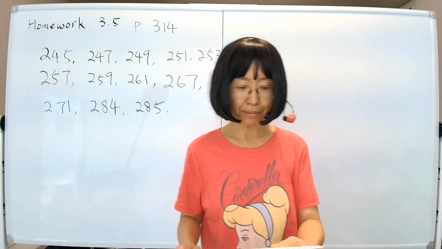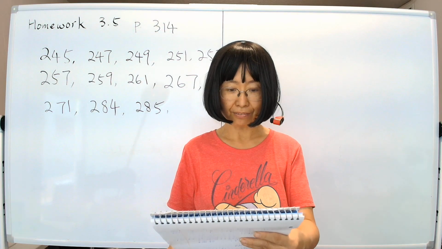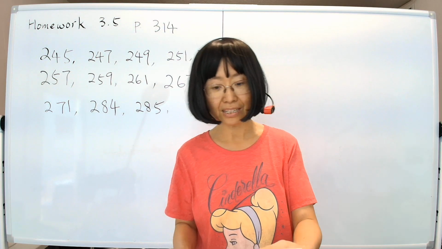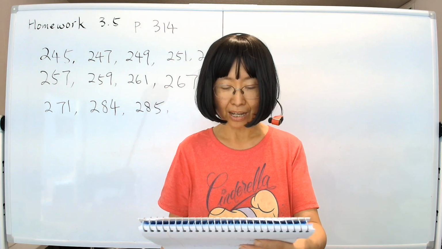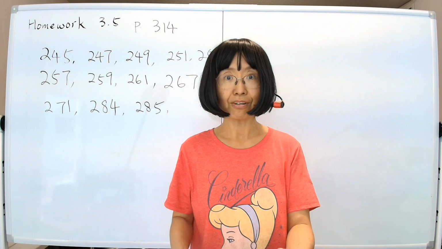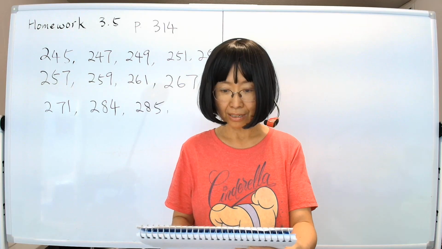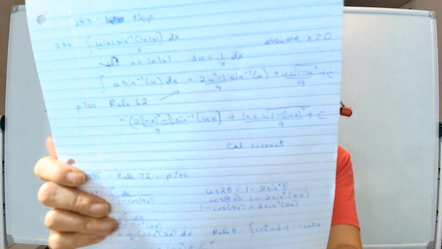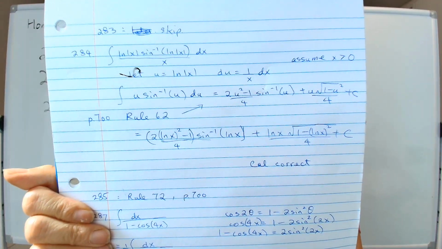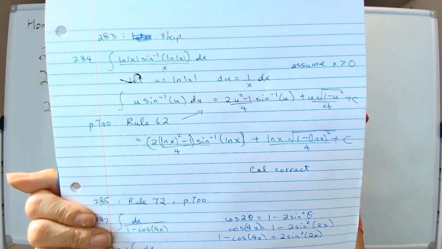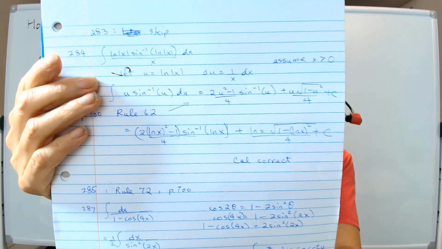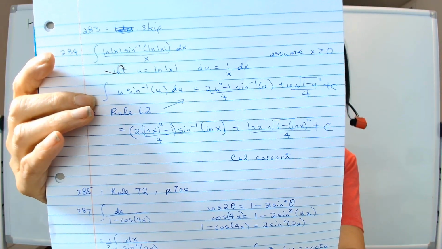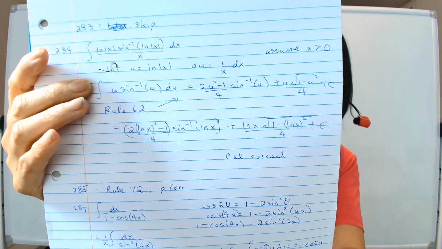Next, let's look at problem 284 and 285. Now, 284 looks kind of hard. You got natural log, then you got sine inverse of the natural log, etc. Until you realize that if you let u equal to natural log of x, everything will fall out beautifully. So let me show you what I mean by that. It's like a two-line problem, right? 284. You let u equal to natural log of x up here. Then, x is bigger than 0. I don't know if that really matters.